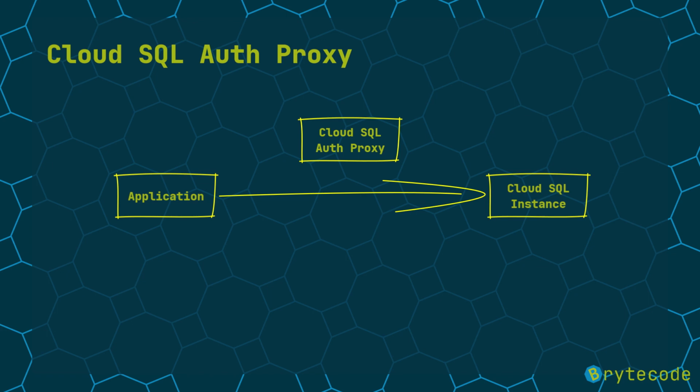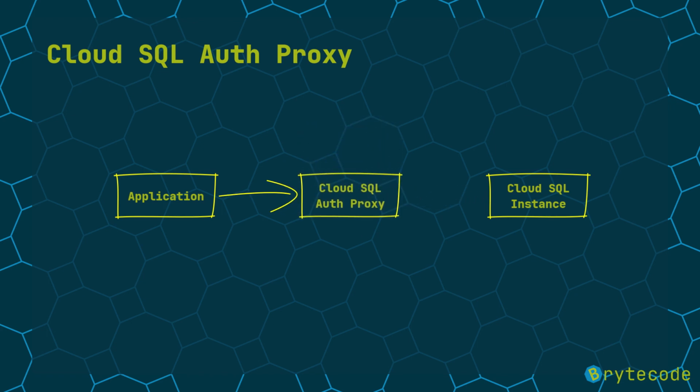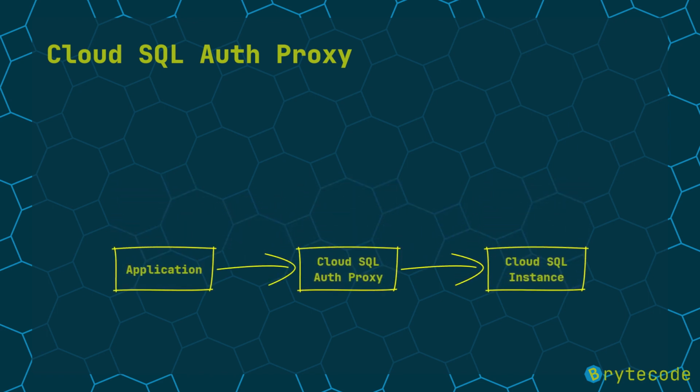The Cloud SQL Proxy, or the Cloud SQL Auth Proxy, is an application that sits between your application and the Cloud SQL database instance. Rather than connecting directly to the Cloud SQL database, your application connects to the Cloud SQL Proxy, which in turn opens a secure connection to the database for you. So how does the Cloud SQL Proxy solve all of the previously mentioned problems?